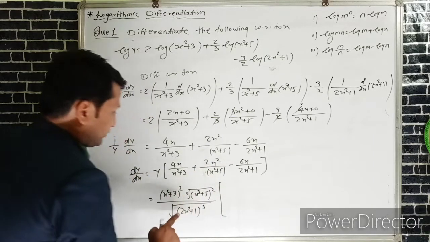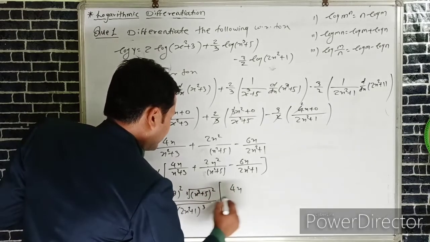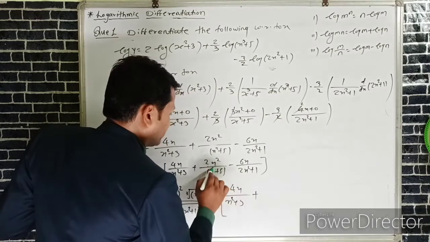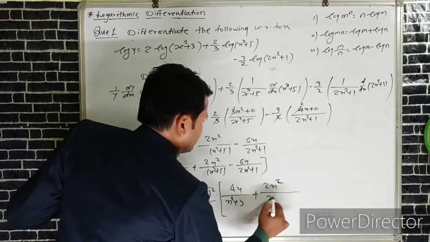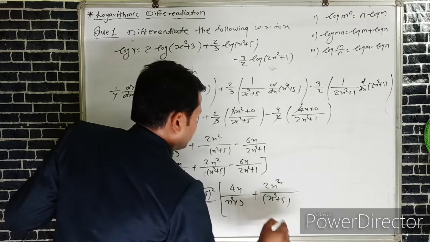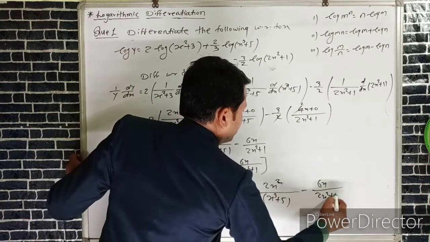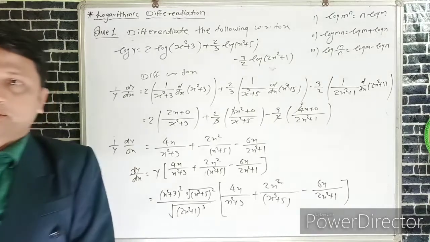Therefore the derivative of y, dy upon dx, is 4x upon x square plus 3 plus 2x square upon x cube plus 5 minus 6x upon 2x square plus 1, which is the required derivative of y, dy upon dx.